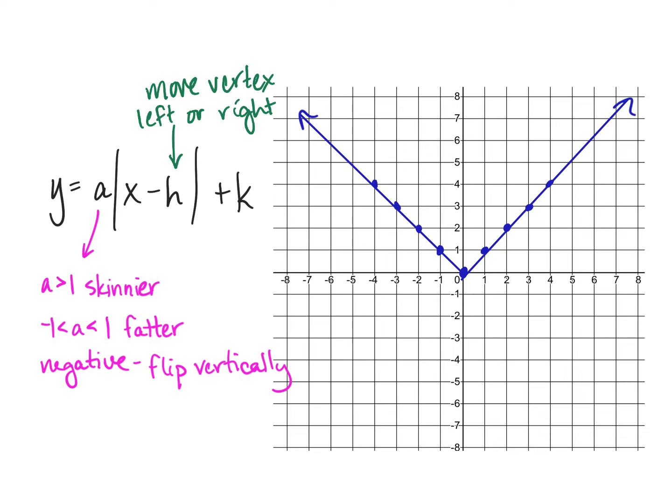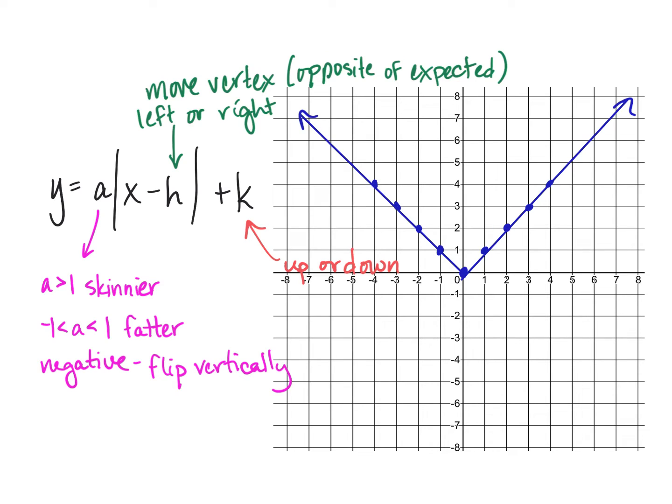And then K, outside of the absolute value graph, is going to move that vertex up or down. And that's going to be in exactly the direction you think it's going to be. So that H is opposite of what you'd think, and the K is exactly as you would expect.